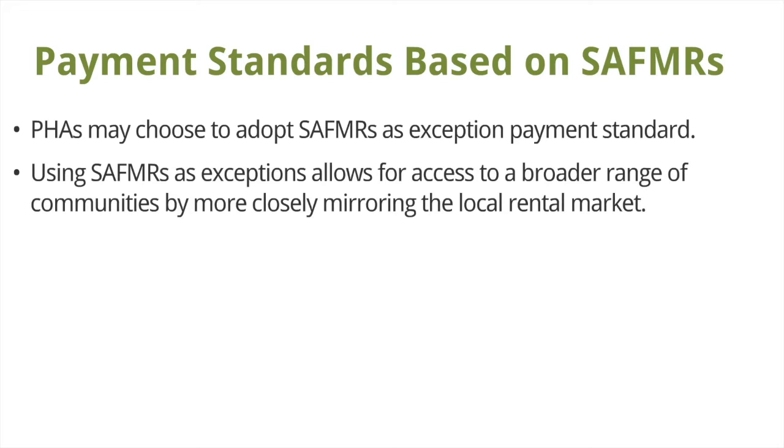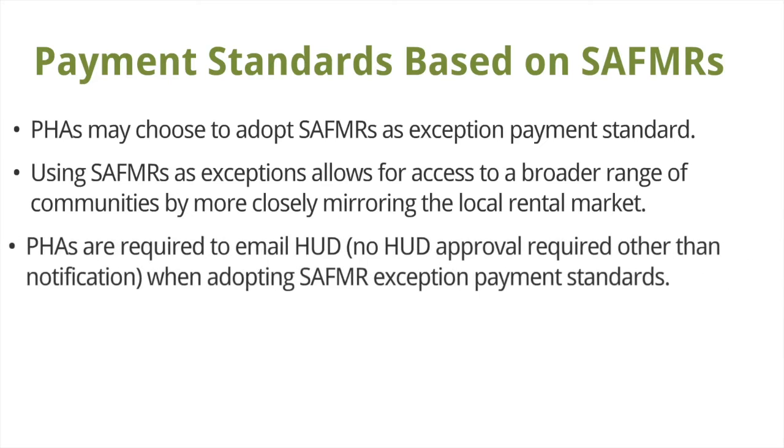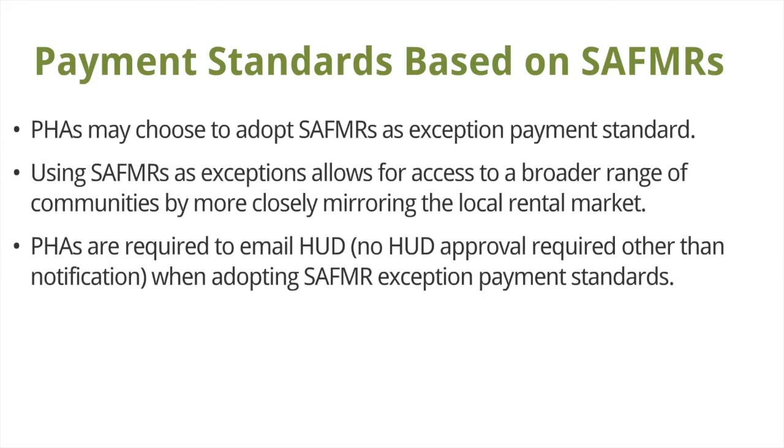A PHA that is not required to adopt small area FMRs and does not wish to opt in to the use of small area FMRs may choose to adopt payment standards based on the small area FMRs as an exception payment standard in one or more zip codes. PHAs must notify HUD by email when adopting small area FMR exception payment standards, but HUD approval is not required.